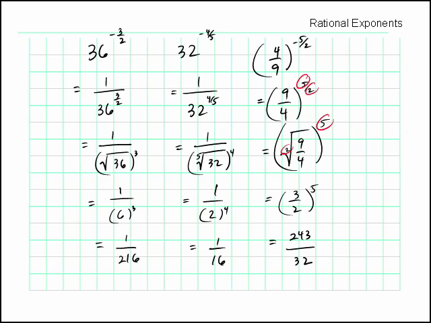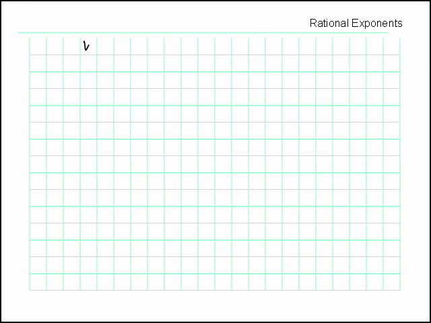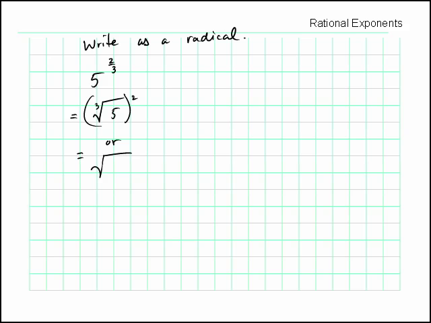Moving on. Write as a radical. 5 to the 2/3. As a radical it is the cube root of 5 squared. Or if you want, you could put the square inside. That's the cube root of 25. Either one of these is correct.